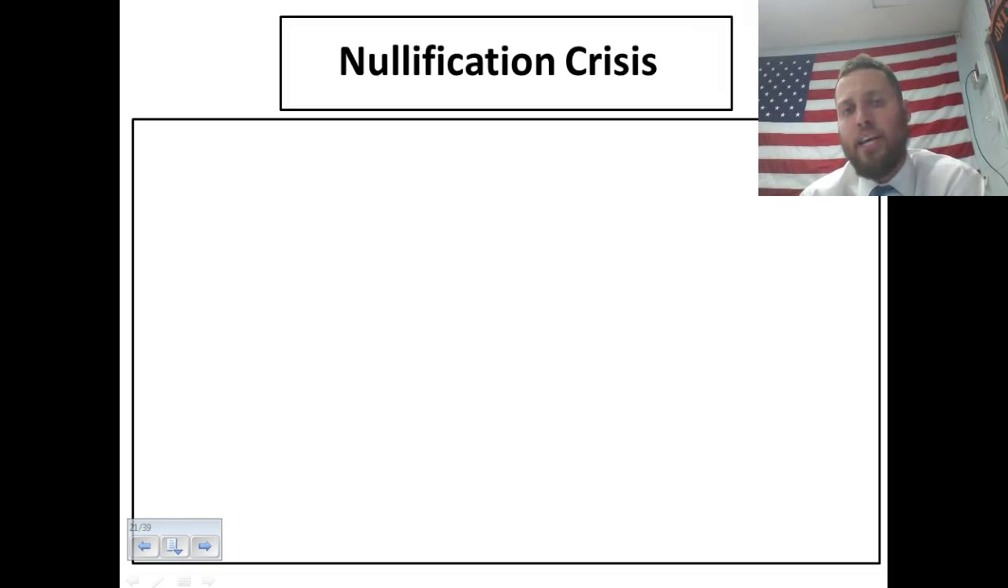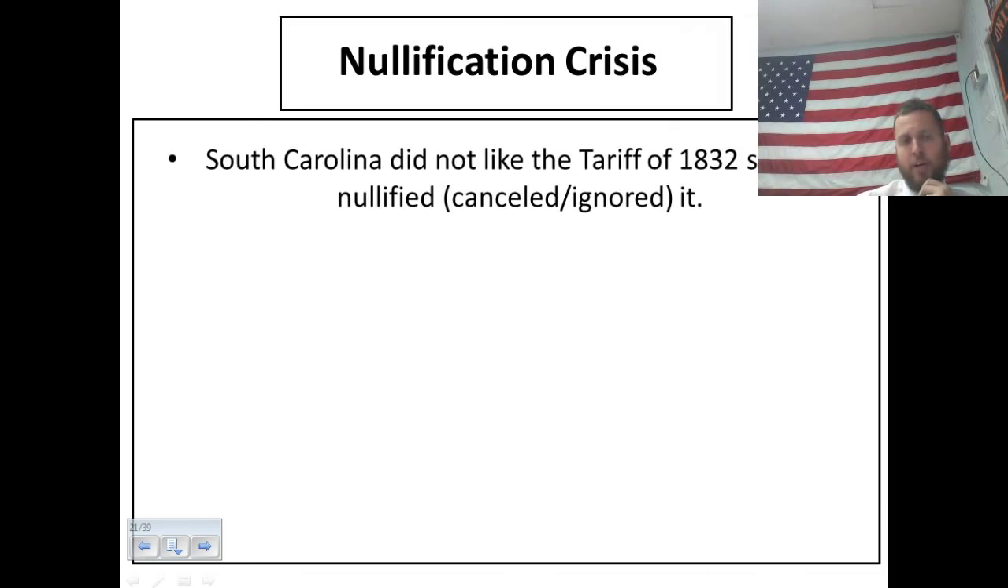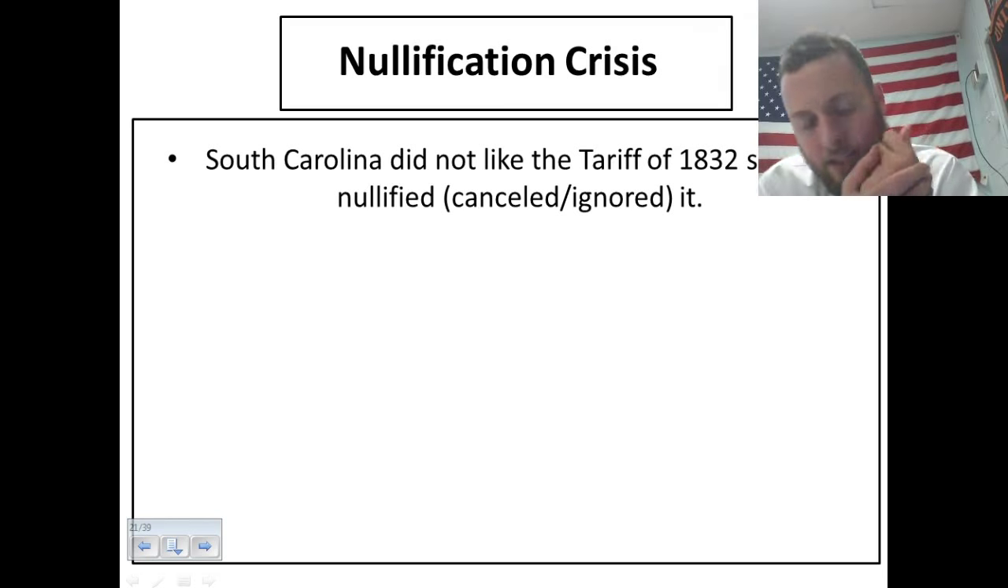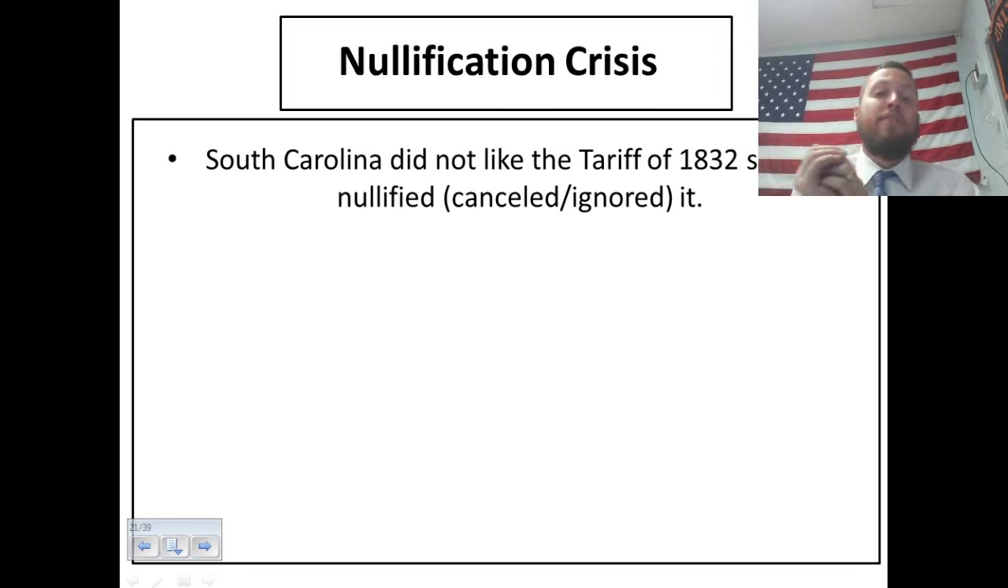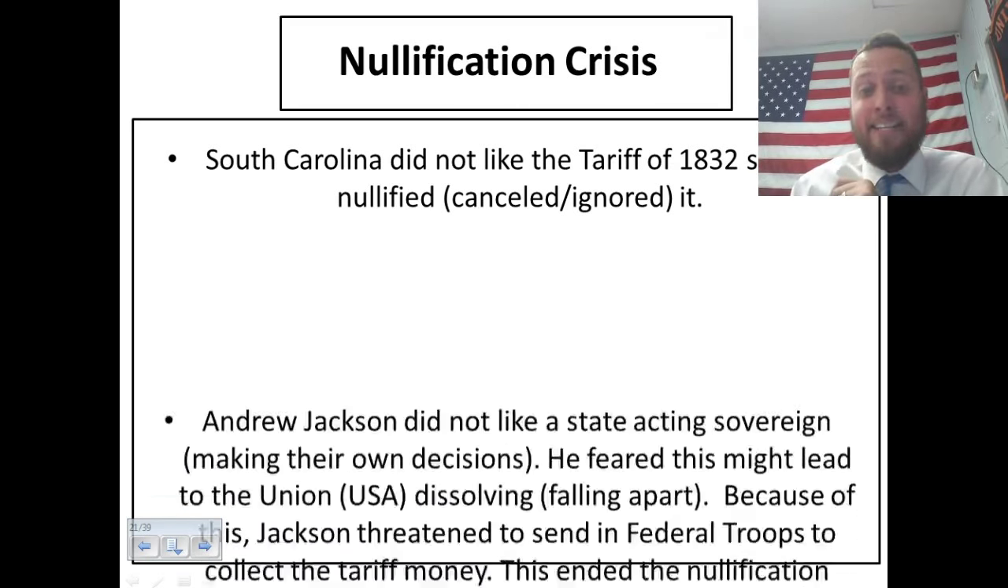Write the nullification crisis. Nullification crisis. Write it out. Flip over to the back side. Let's start doing some things. Here we go. Write this in. South Carolina didn't like the tariff of 1832. So they nullified, which means canceled or ignored it. Remember how we said that the South doesn't like tariffs? So South Carolina says, I'm done with the tariff of 1832. I'm going to nullify it. I'm going to cancel it. All right? Big deal? Yeah, this is a big deal.